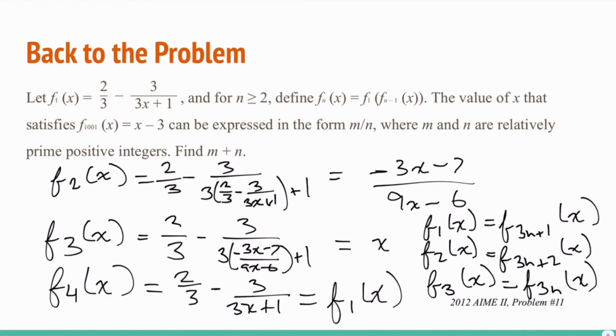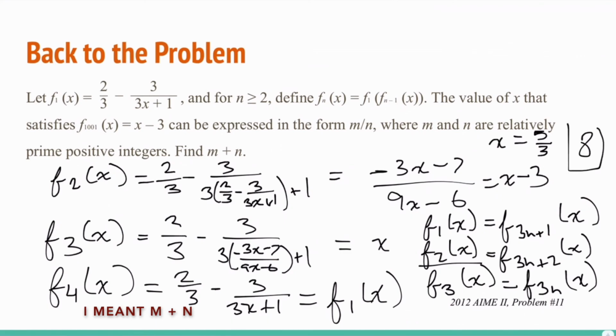So we need to find what residue 1001 is. And it turns out that it's f2 of x. So this equals x minus 3. And for our answer for x, we get that x equals 5 over 3. And m plus n in this case is 8.